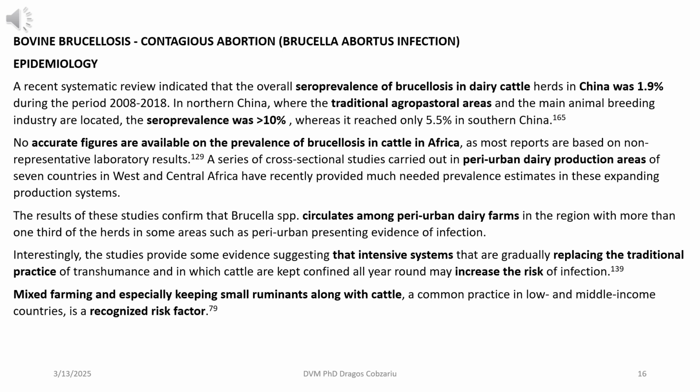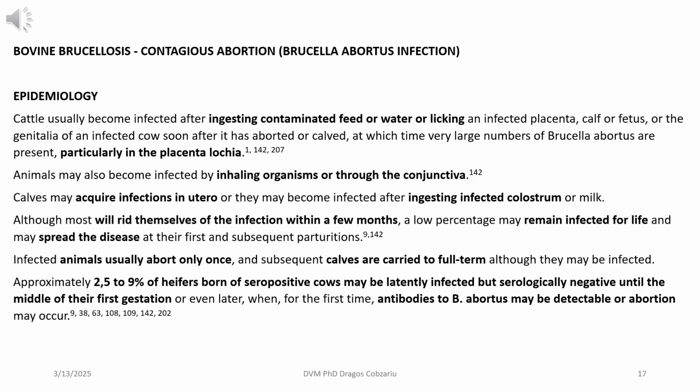Cattle usually become infected after ingesting contaminated feed or water or licking an infected placenta, calf or fetus, or the genitalia of an infected cow soon after it has aborted or calved, at which time very large numbers of Brucella abortus are present, particularly in the placenta and lochia. Animals may also become infected by inhaling organisms or through the conjunctiva. Calves may acquire infections in utero, or they may become infected after ingesting infected colostrum or milk. Although most will rid themselves of the infection within a few months, a low percentage may remain infected for life and may spread the disease at their first and subsequent parturitions.